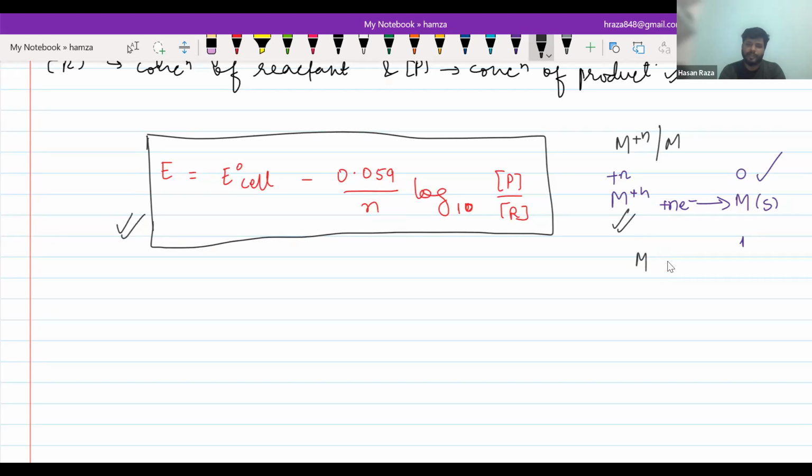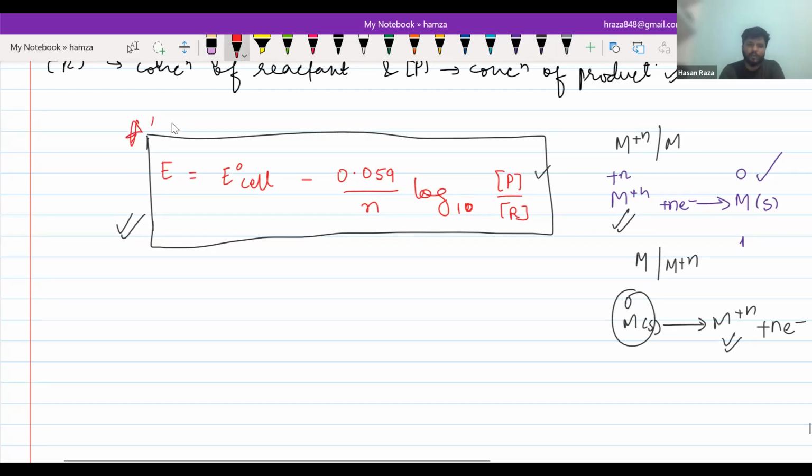And if the representation is like this, m is going into m plus n, that means 0 to m plus n, that means it lost electrons. And this is now product, which in aqueous solution will have some concentration that will be given. You need to put it here, and the reactant is in solid state, so its concentration value will be 1. So please write this and let me know if you are done with this. Then we are going to do some questions. You need to apply this formula, not the previous.